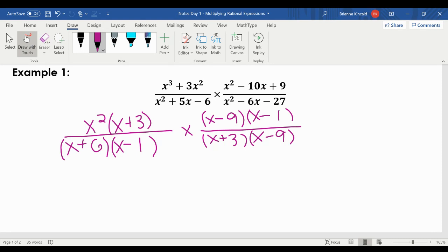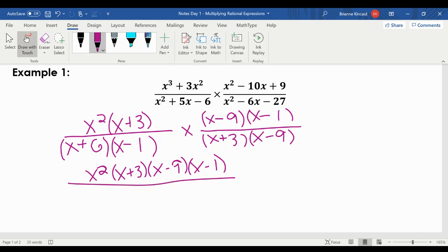Step 2 is to combine as one fraction. So basically, you just multiply this all together. So it becomes x squared times x plus 3 times x minus 9 times x minus 1, all in the numerator. In the denominator, once again, just multiply it all together.